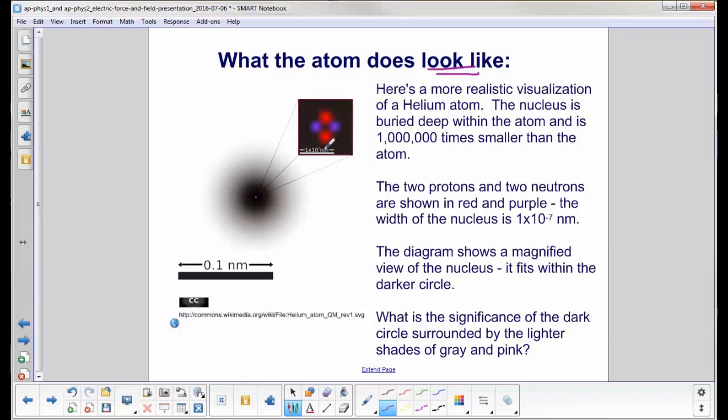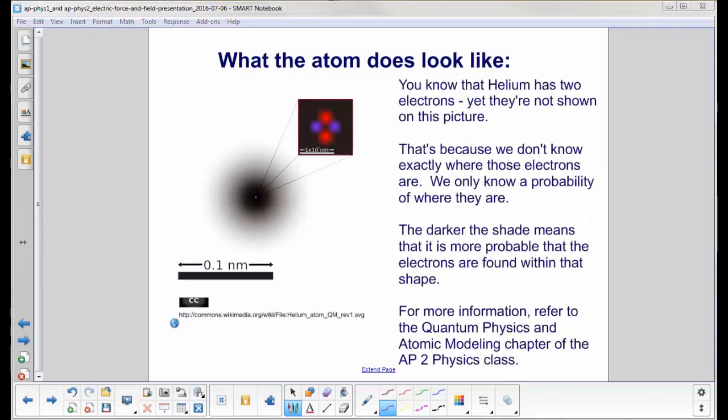So we have a magnified view of the nucleus here, and then we have these dark black colors, and gray, then a little lighter still, so light that you really can't see it out here. What does that mean? Just as a clue, what haven't we talked about? We have neutrons and protons. What are we missing at the moment? You know that helium has 2 electrons. Well, maybe you don't know, but if we have 2 protons and we have a neutral atom, we need to have 2 electrons to balance off the charge.